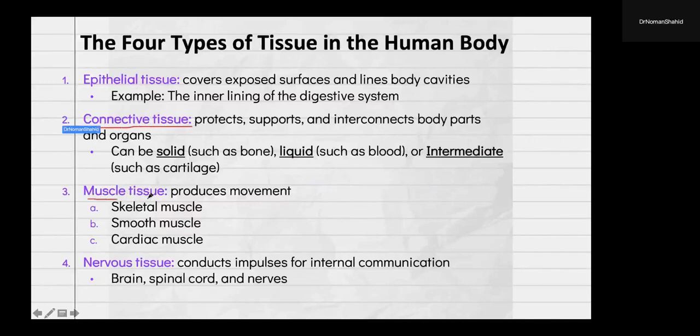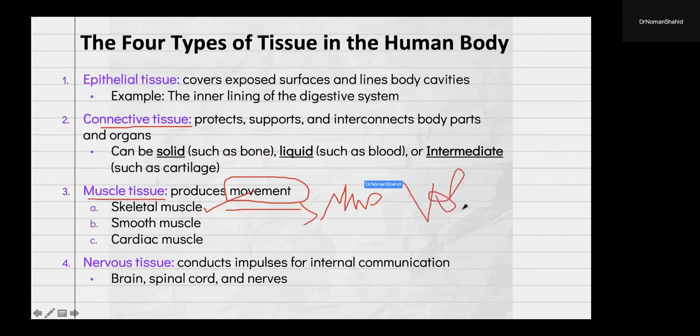And then we have muscle tissue. What does muscle tissue do? They help in movement. So we have skeletal muscle, which makes most of the muscles which are in our control. So skeletal muscles are the voluntary muscles. And then we have smooth muscles, which are not in our direct control, but are controlled by the autonomic nervous system, part of the peripheral nervous system.